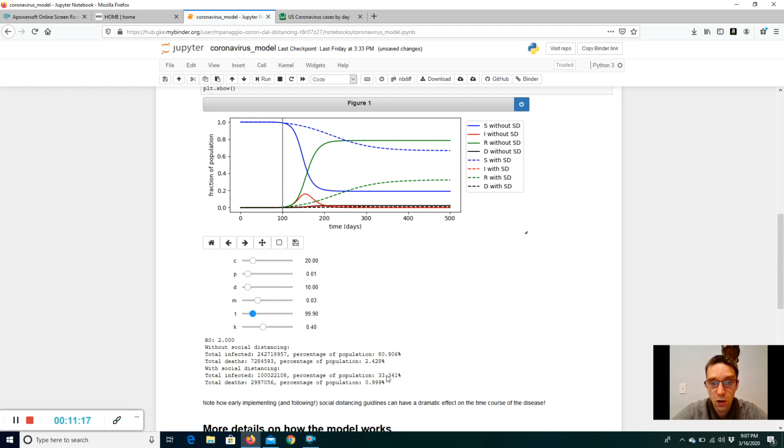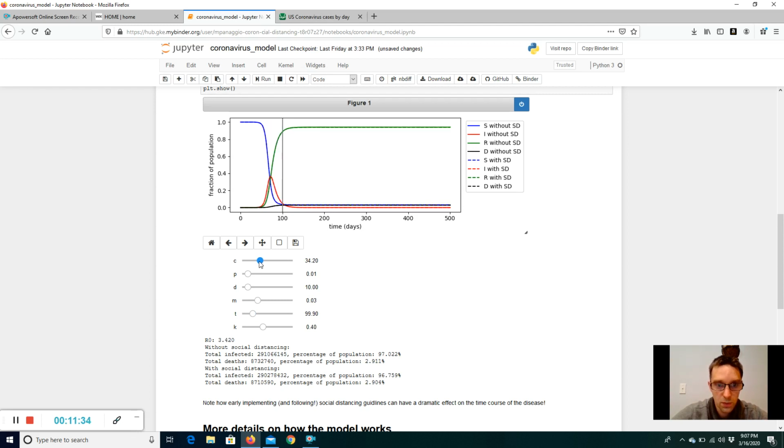All right, so I hope that watching this video helps you understand the model just a little bit more. Let me quickly mention the last couple of parameters in case anyone is curious. So here we've got C, which represents the contact rate. Right now, people are interacting with others around 20 times per day. If we increase that, you'll see that obviously the disease is going to spread more quickly.